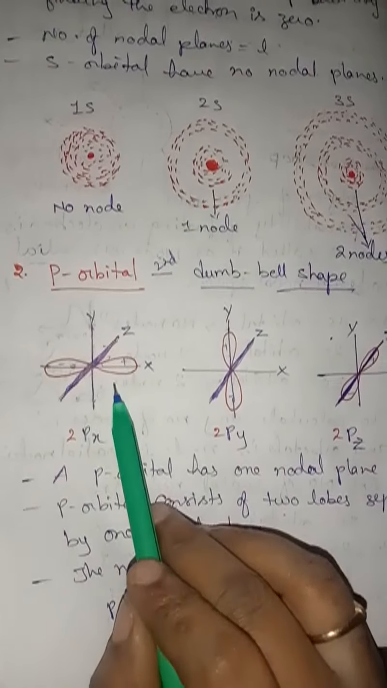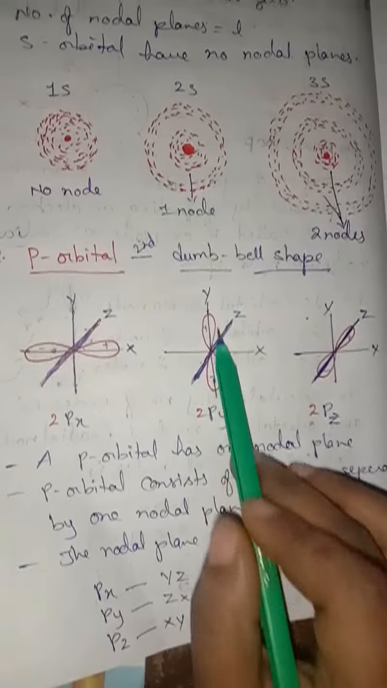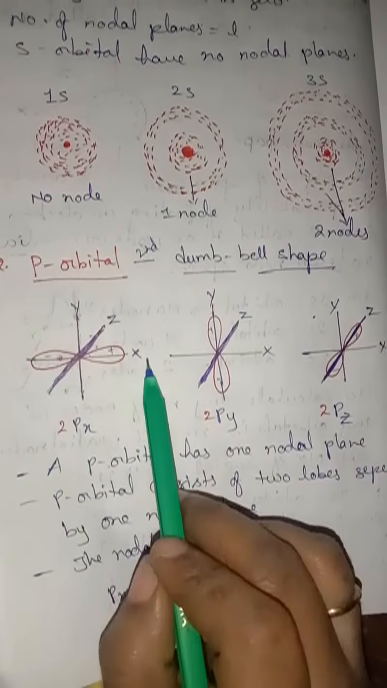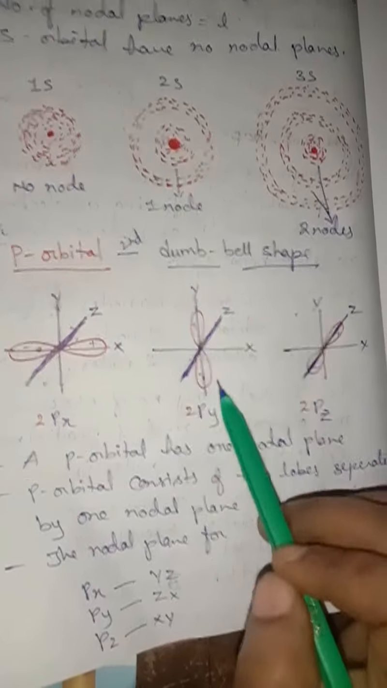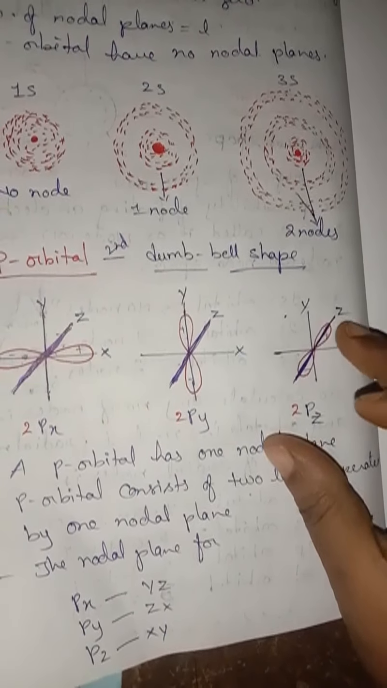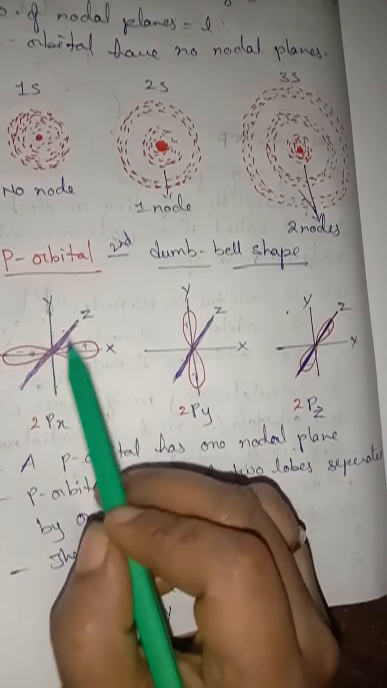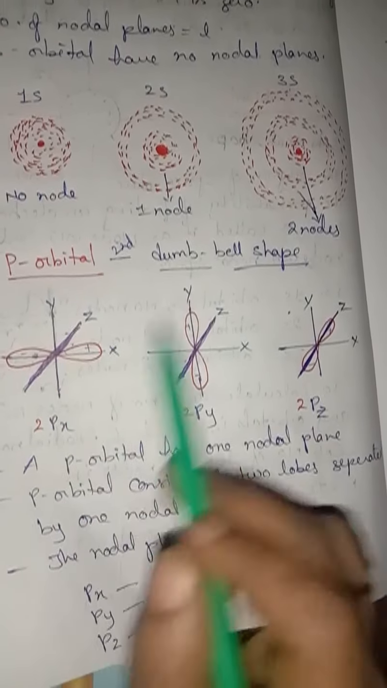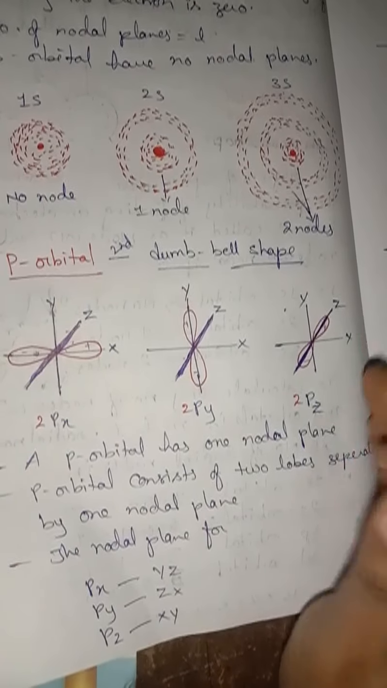So each p orbital has two lobes. Look here: when it is on the x-axis, two lobes. When it is on the y-axis, two lobes. When it is on the z-axis, two lobes. So each p orbital has two lobes separated by a nodal plane.